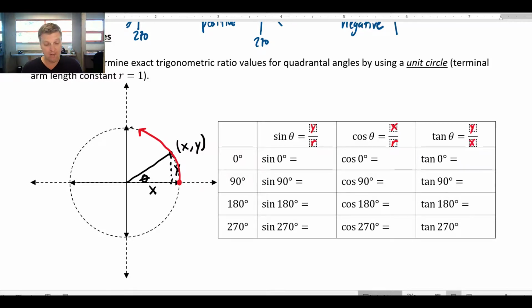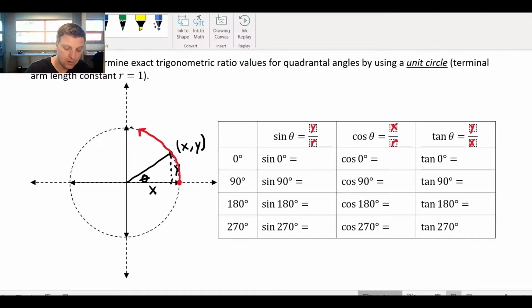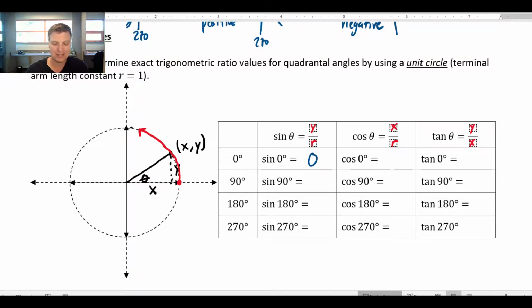And remember that the r value, in this case we could make it 1, but it could be any number. It's definitely going to be positive. So let's think about this. If I have this angle here, if it starts right at 0, 0, and it starts to rotate around, the y-coordinate, when it's in that starting position, is going to be 0. So the sine of 0 will be 0.